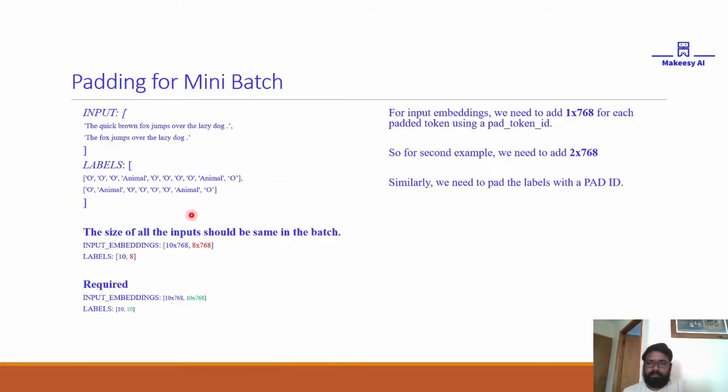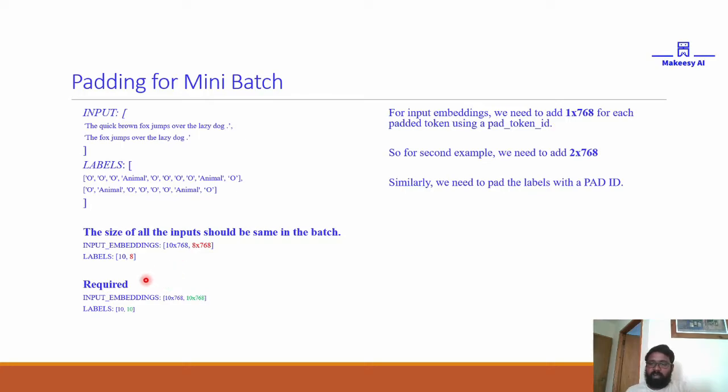For mini batch gradient descent, we need to have a padding mechanism. For example, here we have two examples: "The quick brown fox jumps over the lazy dog" and "The fox jumps over the lazy dog", and the corresponding labels. When we run them through a sentence transformer, we will get embeddings: the first one will be 10 cross 768 and the second one will be 8 cross 768. For a batch to pass through the neural network, the samples should be of the same size, so we need to make them the same size.